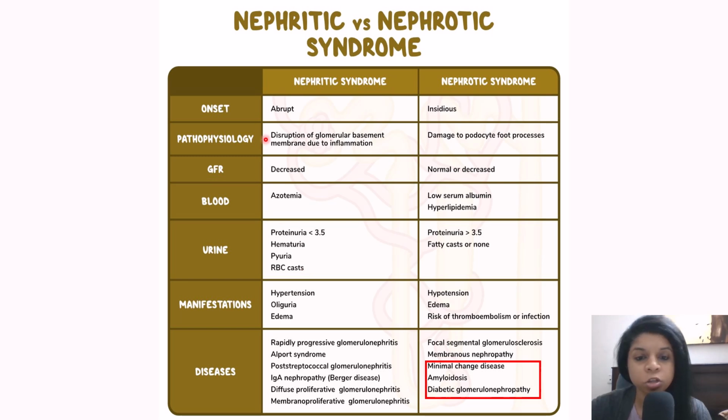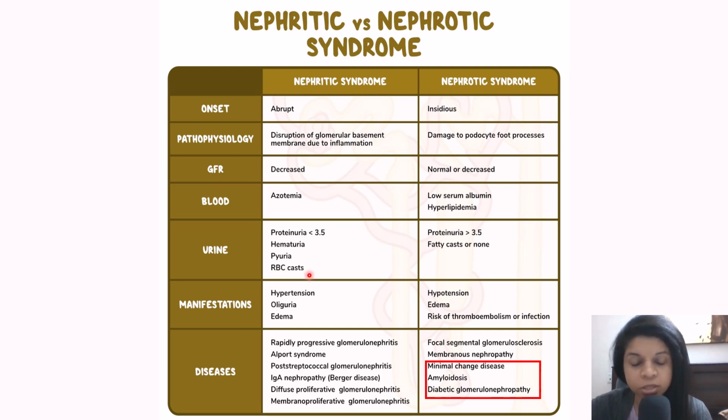So as I said, because the podocyte is destroyed, proteinuria will be there. Podocyte is getting destroyed, so proteinuria will be there, but the proteinuria will be less than 3.5 gram. Okay, because more than 3.5 gram will go into the nephrotic syndrome criteria. Then there is hematuria and RBC cast.